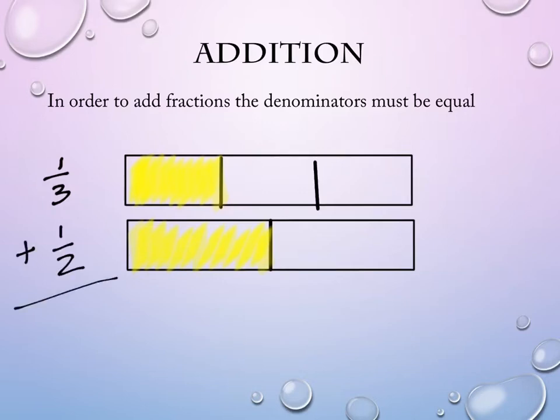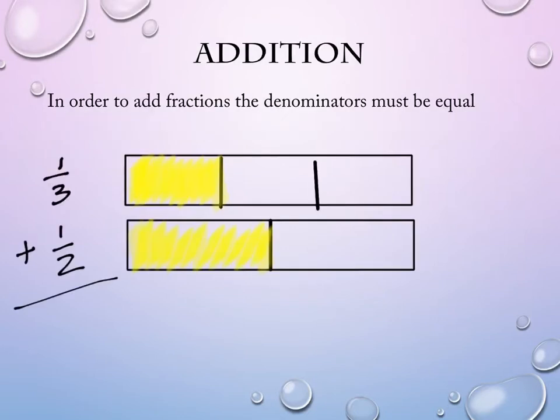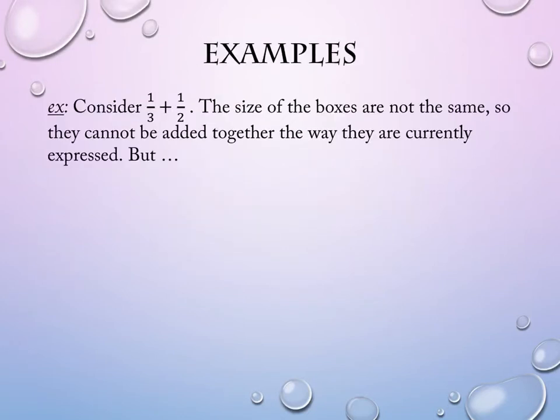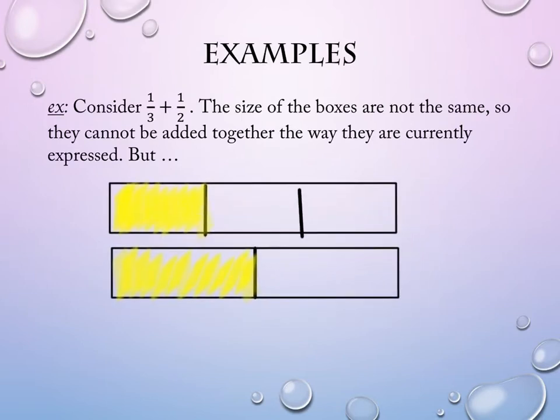So we're considering adding 1/3 and 1/2 together. The problem with this picture, as it's currently drawn, is that the boxes are not the same size. So you cannot add them together the way that they're currently expressed. Now, I'm going to copy and paste this to the slide that I'm on. You don't necessarily have to redraw yours, but you can if you want to, because you do have a space to do so.